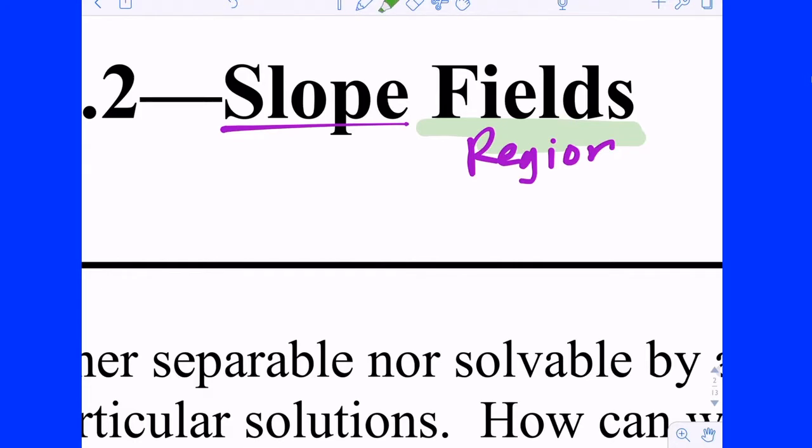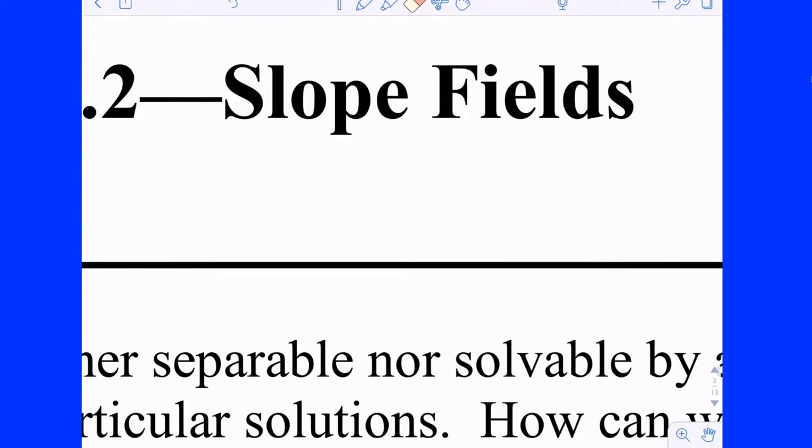Now, what slope fields are, and I'll mention this to you from the onset: slope fields give us a way to visualize the slopes of a differential equation.